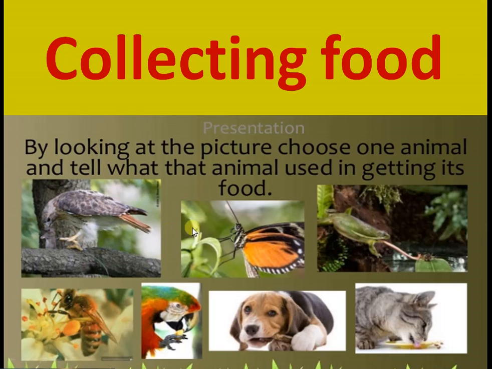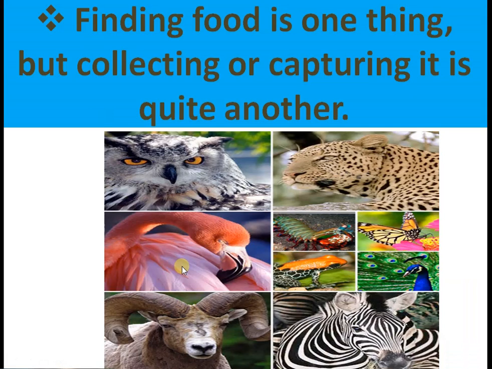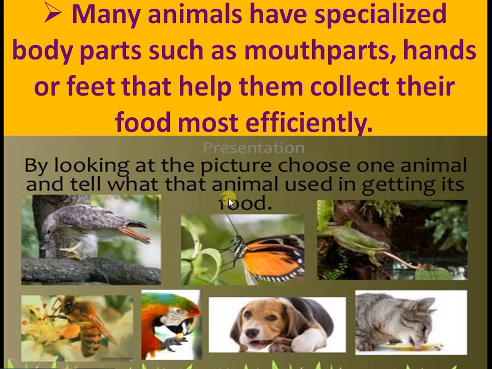Collecting food. Some of the animals are given here. How do they collect their food? Which body parts help them to collect the food? Discuss now. Finding food is one thing, but collecting or capturing it is quite another. Many animals have specialized body parts such as mouth parts, hands or feet that help them collect their food most efficiently.